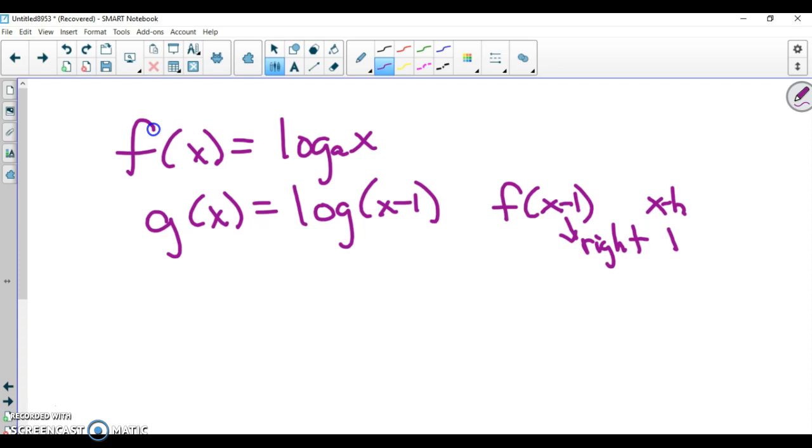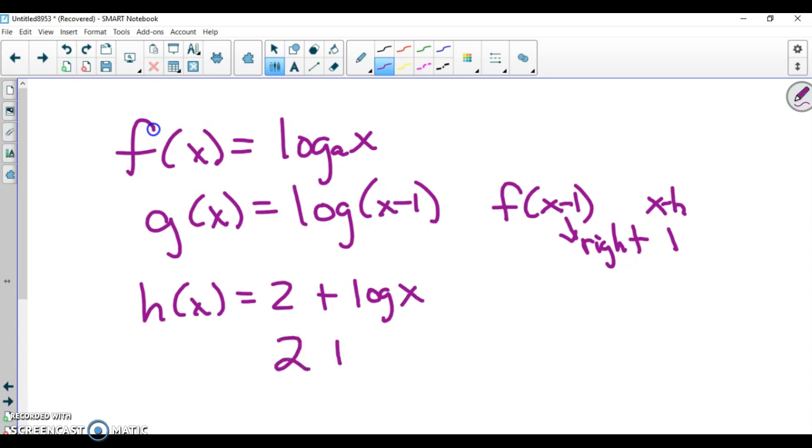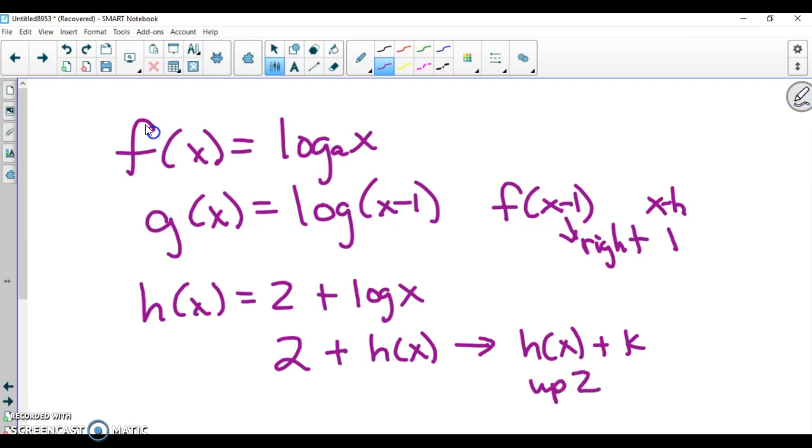If you look at the second one, it says h of x is equal to 2 plus log 10. We don't have to write the 10, it's understood. x. This is the same as 2 plus f of x. And remember, that looks a lot like f of x plus k, a vertical shift. So we know that this graph is shifting upward 2 units.